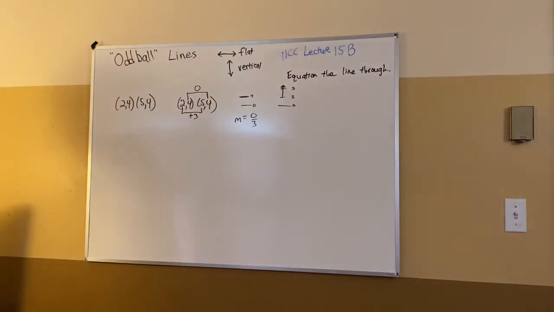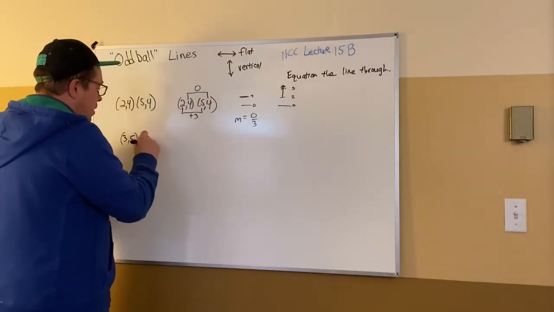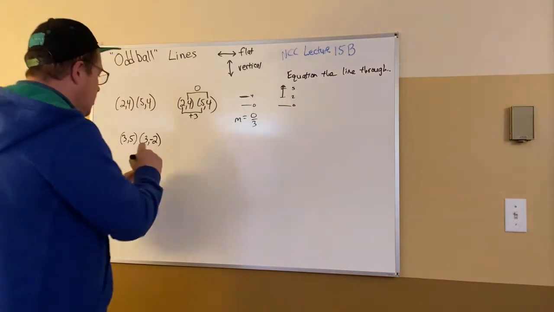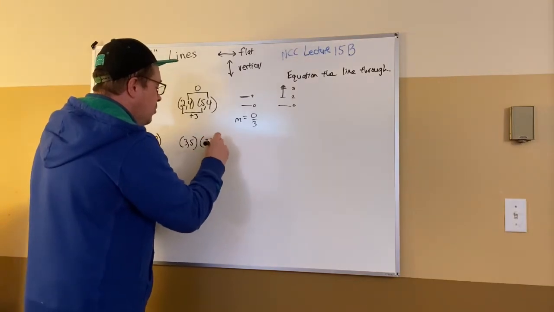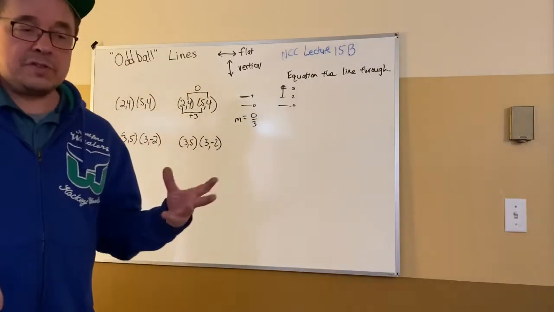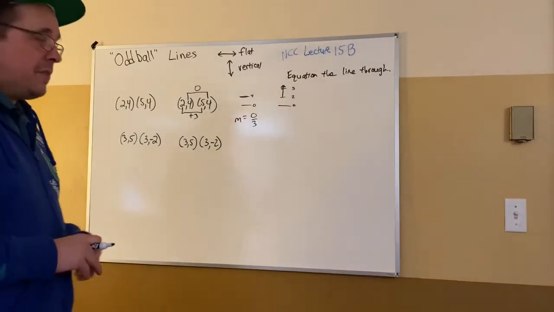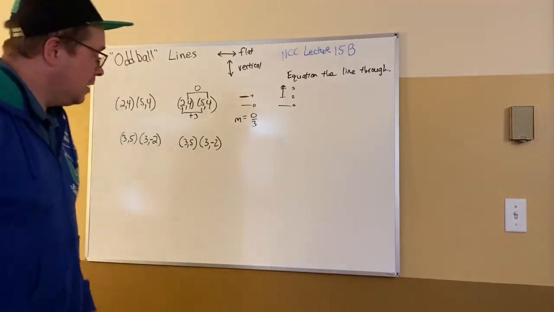The other one I want to do is 3, 5 and 3, negative 2. Okay, so we're going to put those up. I'm going to put up 3, 5 and 3, negative 2. And almost every teacher says, listen, folks, you got to memorize this at this point, because they think that's the only way that people can do it. And if you memorize, you get an A, and if you don't, you get a 0. Not going to do that for you.